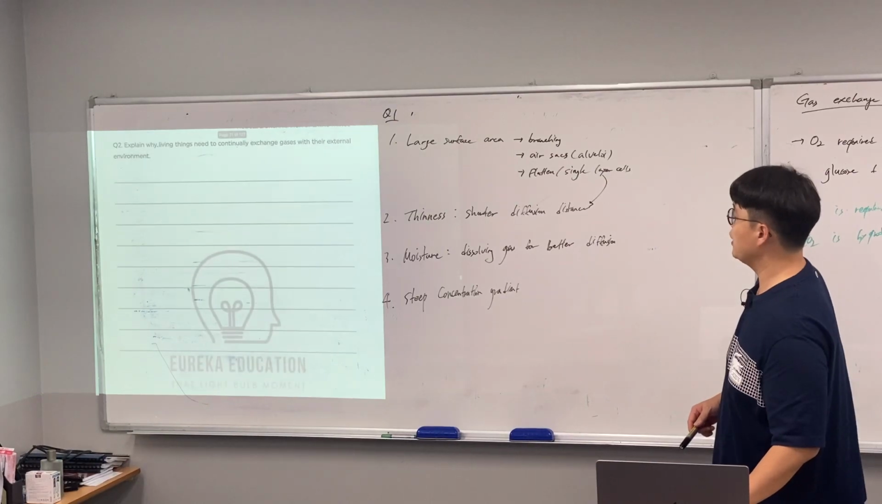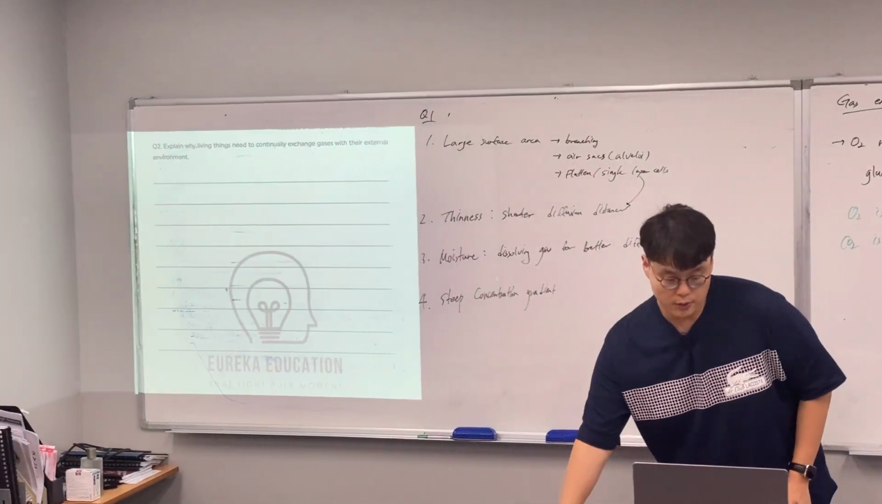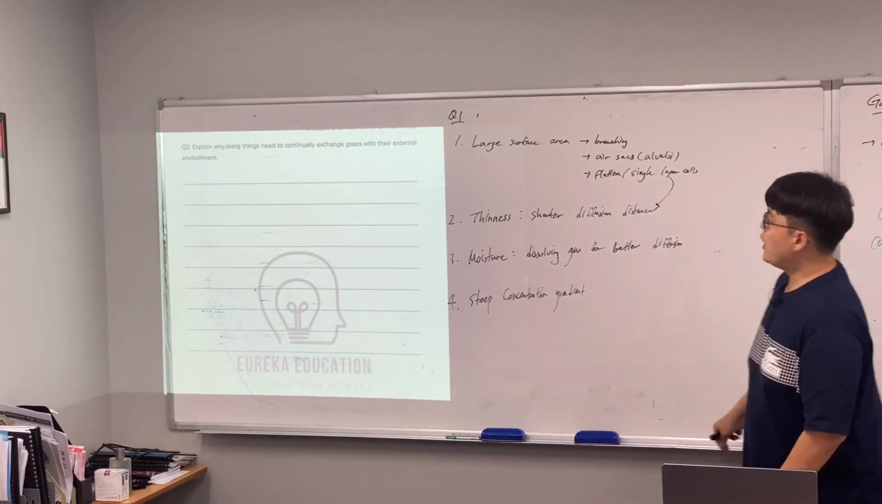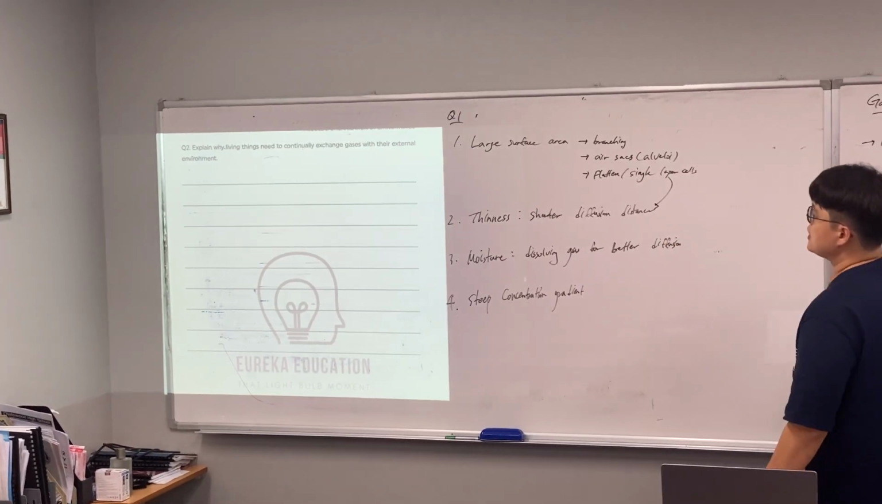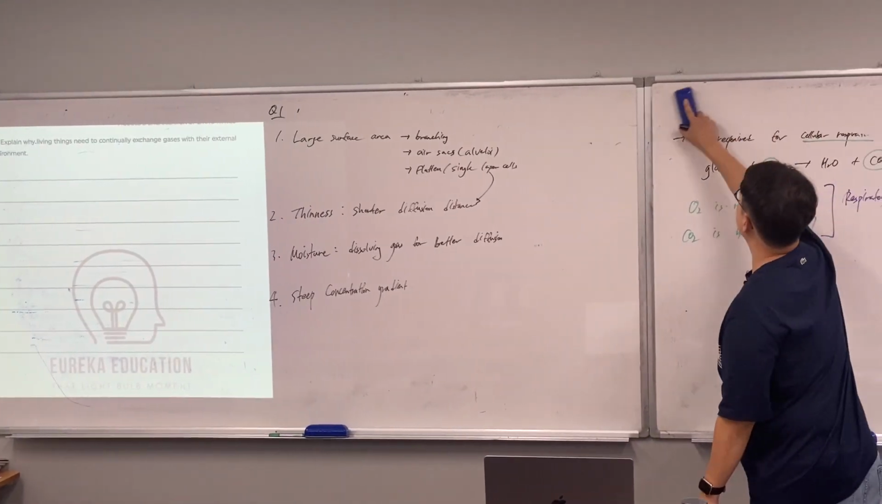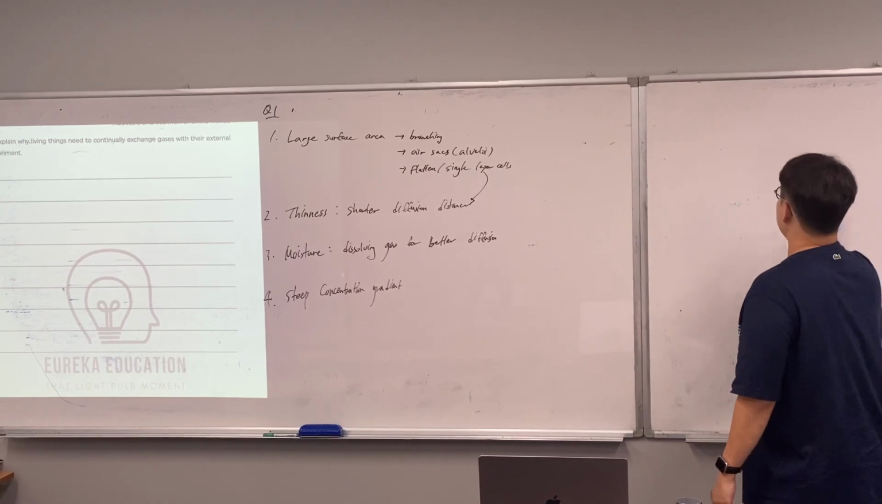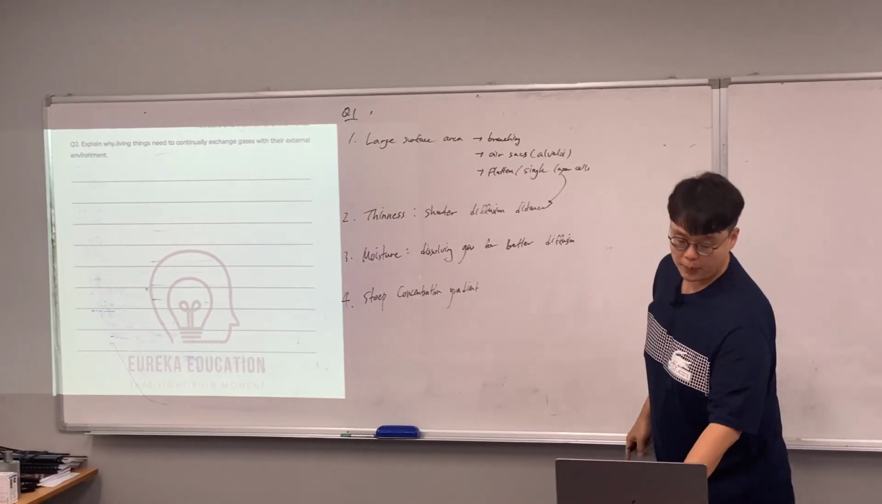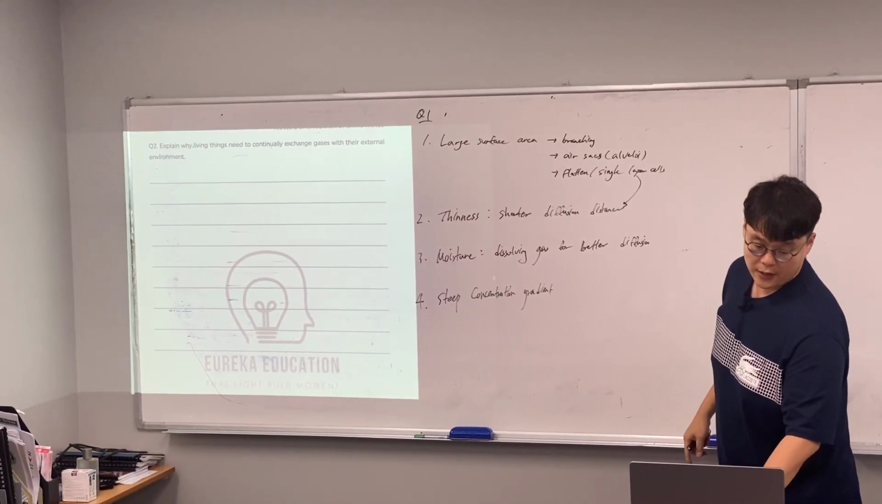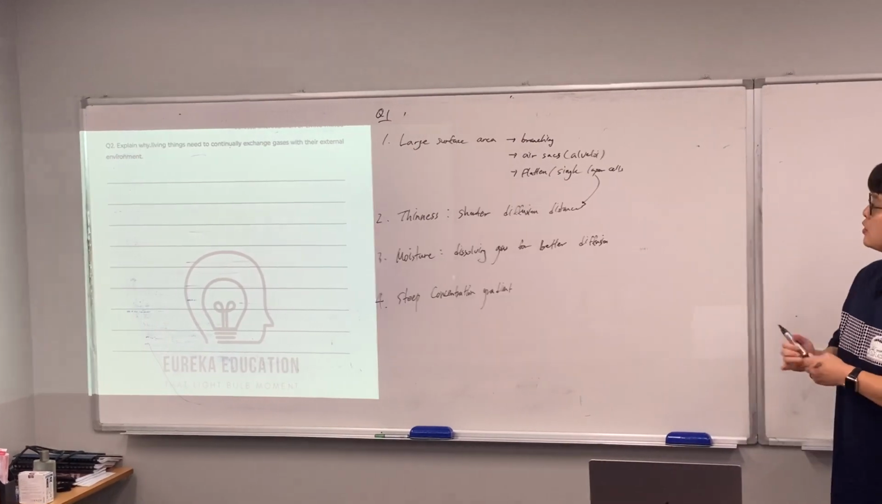That's for question 1. Question 2. Explain why living things need to continuously exchange gas with their external environment. Living things, as in not only the autotrophs but the heterotrophs as well too. It is vital. So let's write it down.